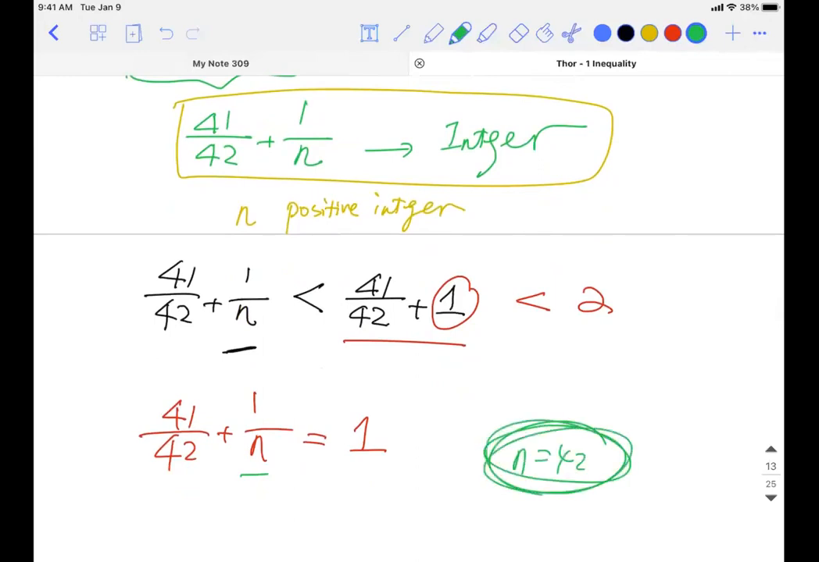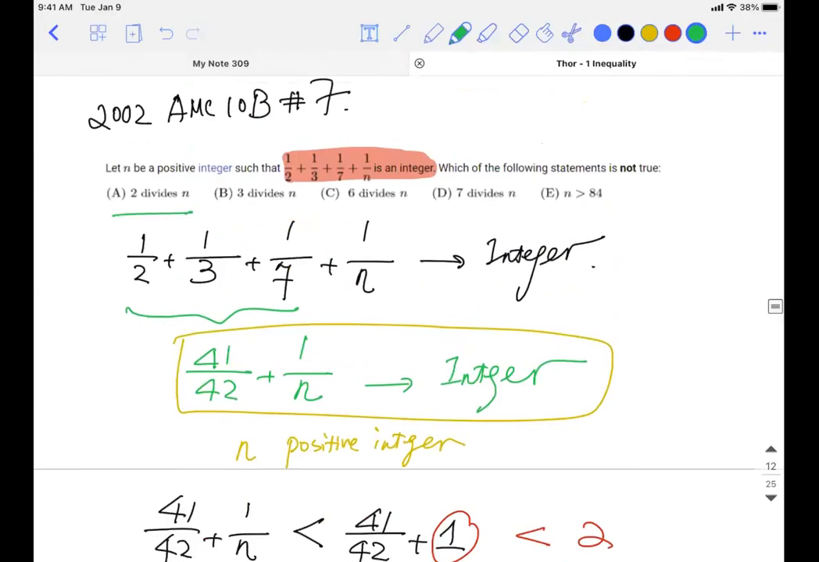n equals 42, what are the options? 42 is divisible by 2, by 3, by 4, by 6, by 7. It's not greater than 84. So therefore, the correct answer is, which one is not true, right? Not true is n greater than 84. You see, fairly easy peasy, right? We're not using anything flowery, complicated to make it happen.